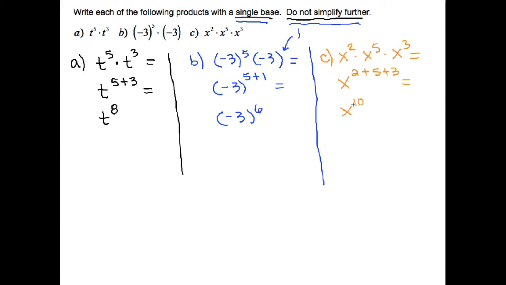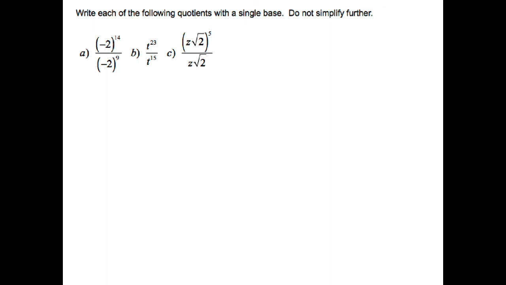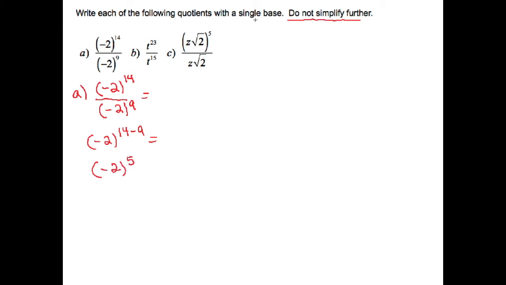Write each of the following quotients with a single base. Do not simplify further. So we start with part A, which is negative 2 to the 14th divided by negative 2 to the 9th. So when you divide with the same base, you can subtract the exponents. So we have negative 2 raised to the 14 minus 9. And that would be negative 2 to the 5th. And we do not want to simplify further, we want to write it with a single base, so we're done.